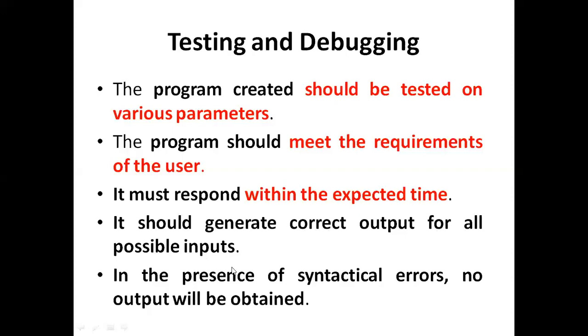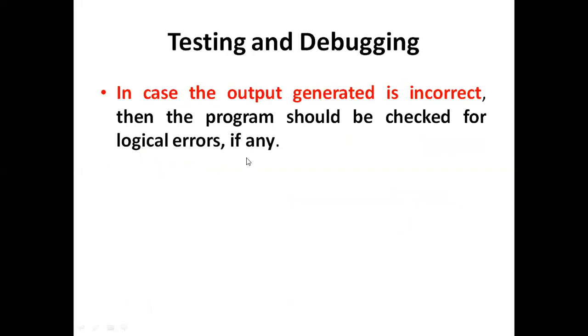While testing and debugging, in the presence of syntactical errors, no output will be obtained. If there are any syntactical errors inside the program, the program is not going to be executed. And in case the output generated is incorrect, then the program should be checked for logical errors. Suppose for 10 plus 20 it gives the result as 10 itself. Then where has the error occurred? Instead of writing a plus b, you have written a.